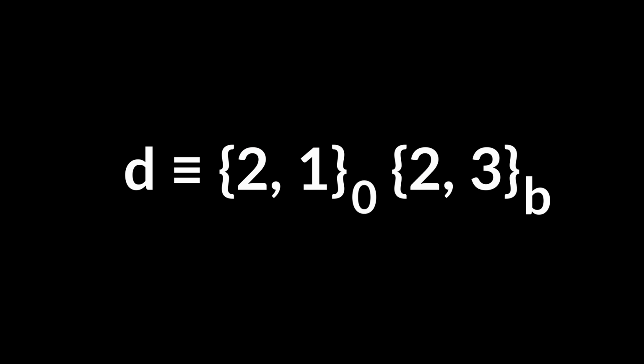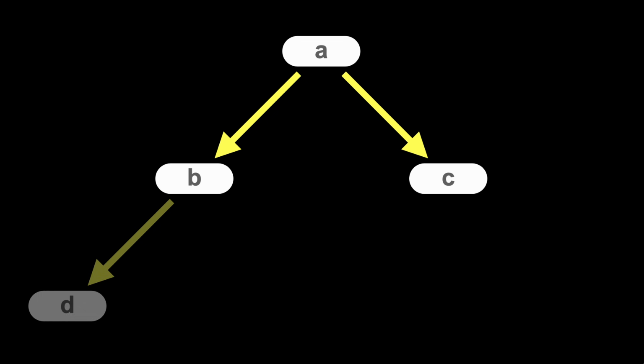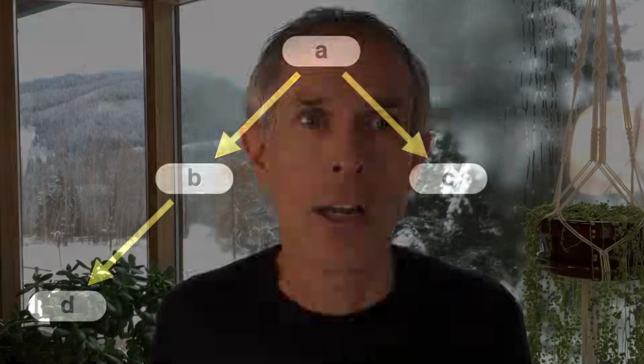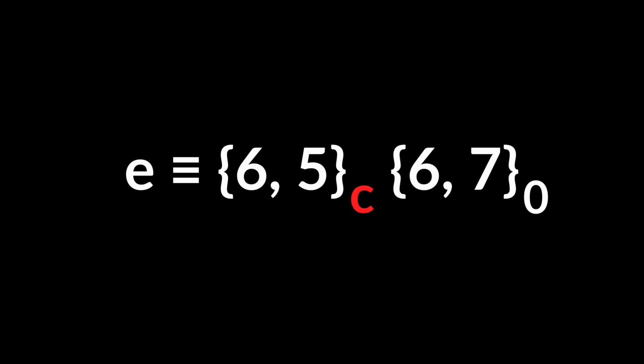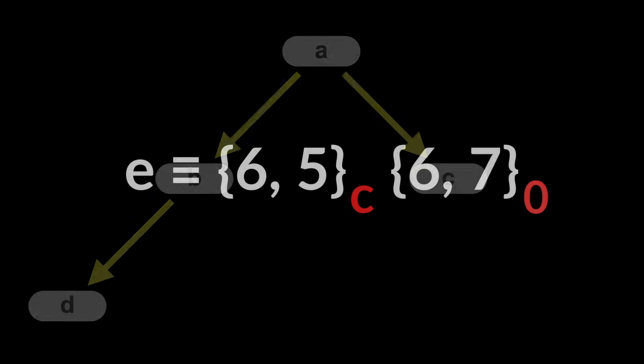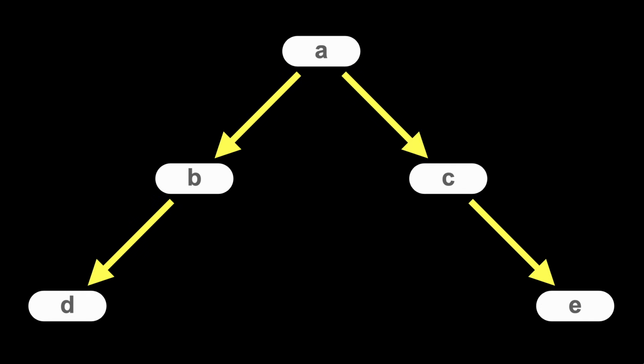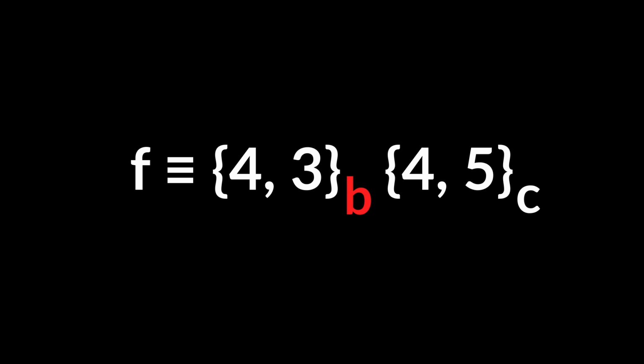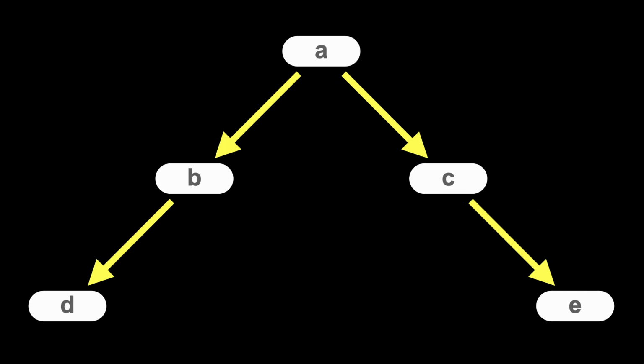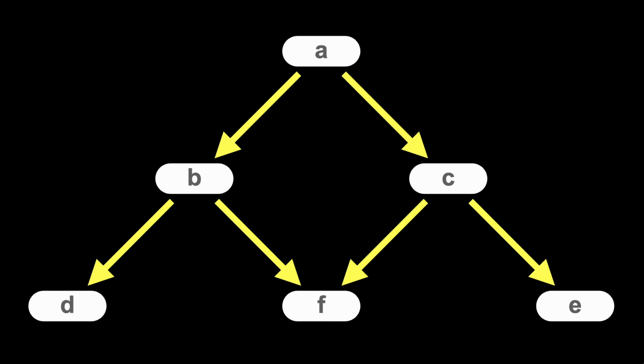From the suffixes of the edges matched by event D, edges 2, 1, 0 and 2, 3, B, we can see that event B has to happen before event D can happen. From the suffixes of the edges matched by event E, edges 6, 5, C and 6, 7, 0, we can see that event C has to happen before event E can happen. And from the suffixes of the edges matched by event F, edges 4, 3, B and 4, 5, C, we can see that events B and C have to happen before event F can happen.